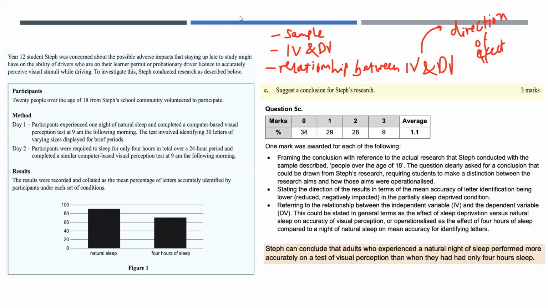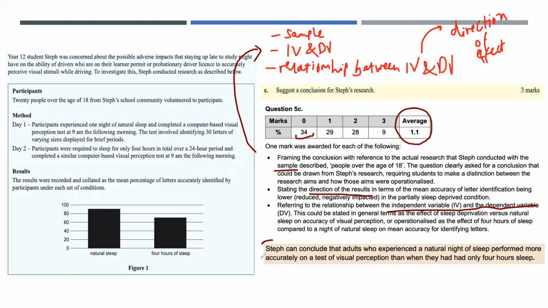Conclusions across the board are not just difficult for some of us, they're difficult for basically most of the state. As you can see, the average mark for this question was 1.1 out of 3. A lot of students either did not attempt this question at all, meaning that they got a 0. 1 mark was awarded for each of the following, which I've written up above: you needed to include the sample. You needed to indicate the direction of the results, so whether things are increasing or decreasing or reducing. And then you need to indicate the relationship between the IV and the DV, which is stating the IV and the DV correctly as they relate to the scenario.